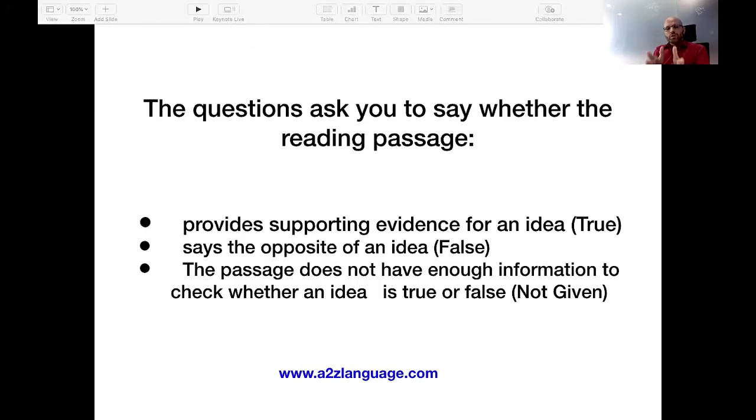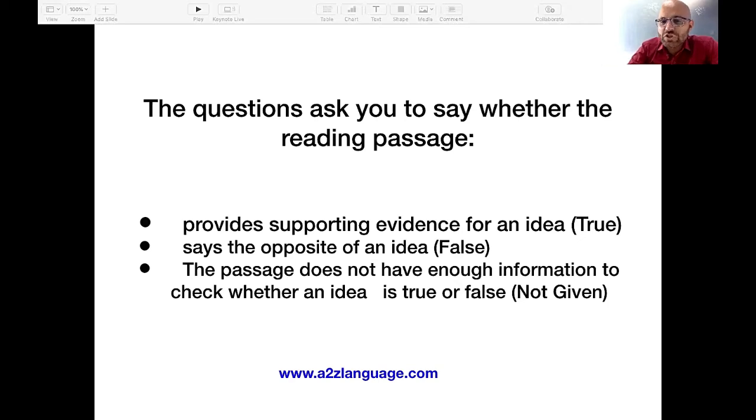The questions ask you to say whether the reading passage provides supporting evidence for an idea, says the opposite of an idea, or does not have enough information to check whether the idea is true or false. So this is the real concept. True means that the information given in the passage agrees with the information in the question, whereas false means that it disagrees with the information of the question. And not given means, please understand this clearly, as it is the most ambiguous question type.